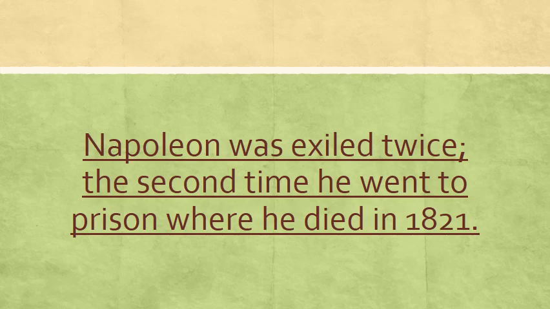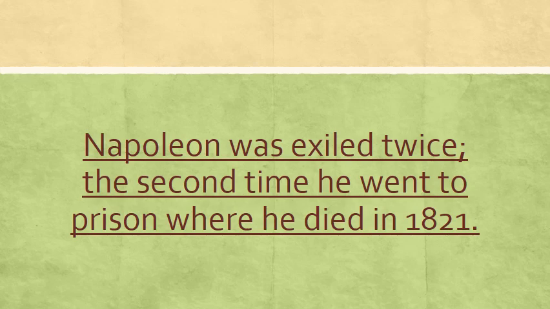So you can write down your notes. Napoleon was exiled twice. The second time he went to prison where he died in 1821. I'll read that again for you. You can write it down. Napoleon was exiled twice. The second time he went to prison where he died in 1821. So he's kicked out twice. Sent to live on his own by himself.